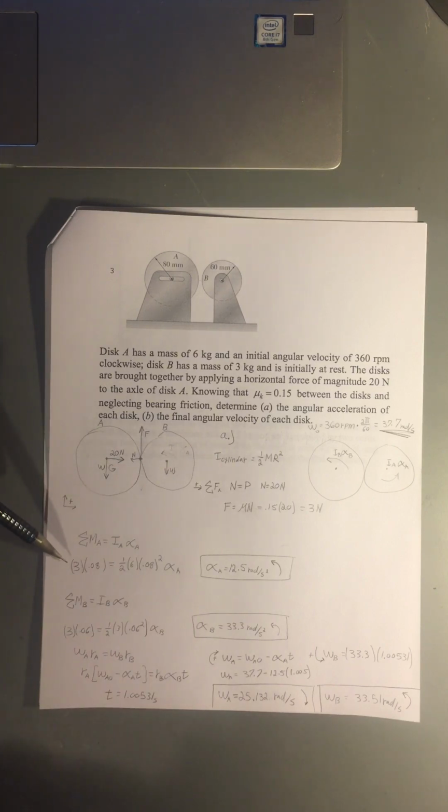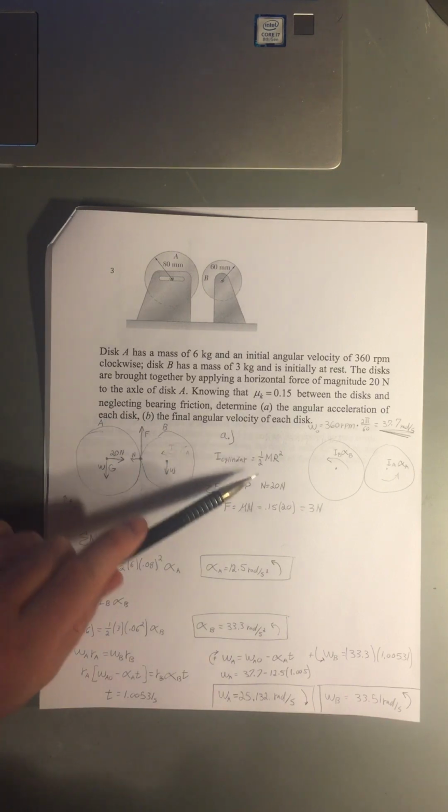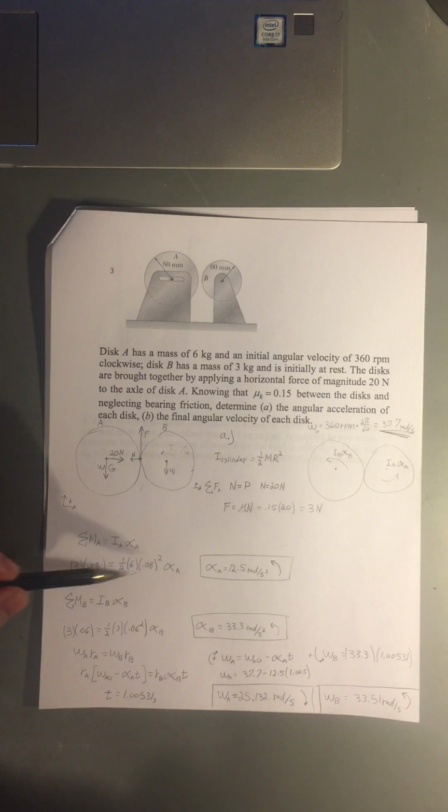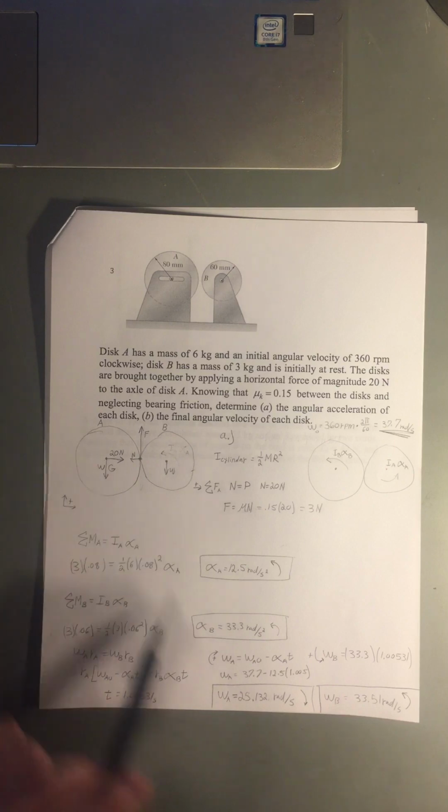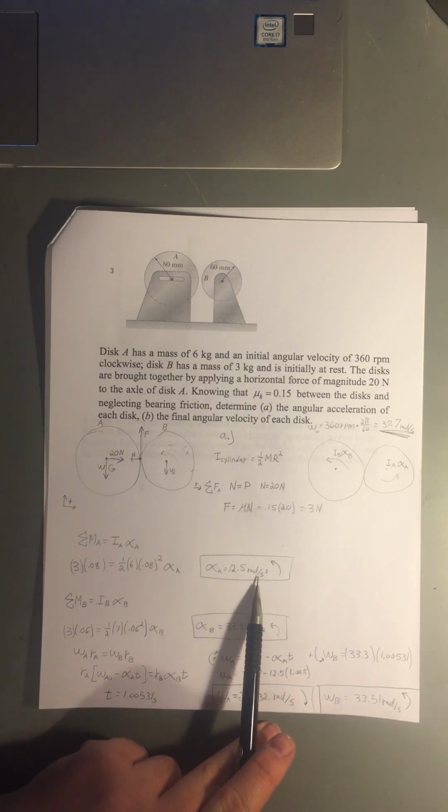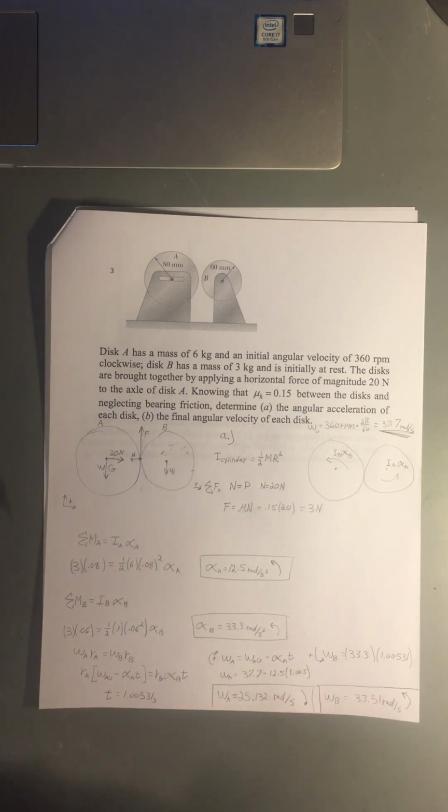And so now that we have that, we can go back to our sum of the moments and plug in the 3 newtons that we found for the force. The distance to the center is 0.08 meters, converting from the millimeters given in the problem. And that has to equal I_A alpha_A. I_A for our disk is right here, so we plug in our known values. Then we can solve for our first alpha value, which comes out to 12.5 radians per second squared, and we know that that's going to be in that direction.